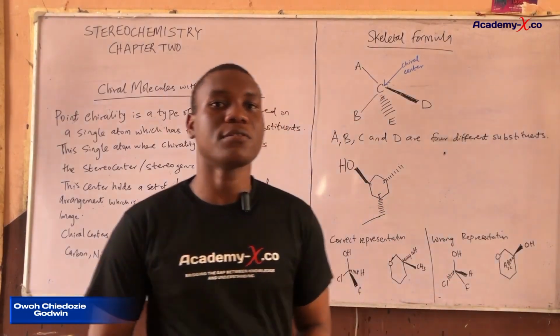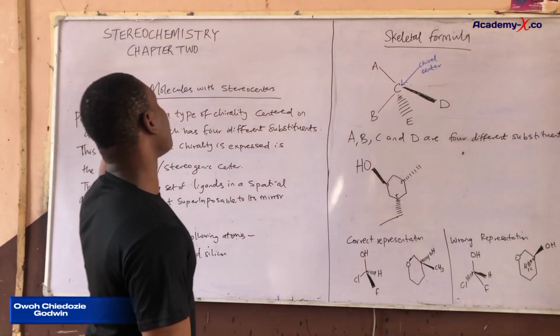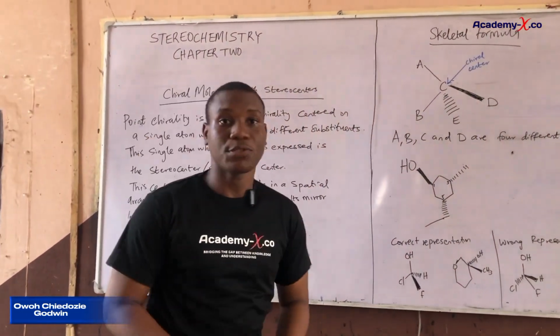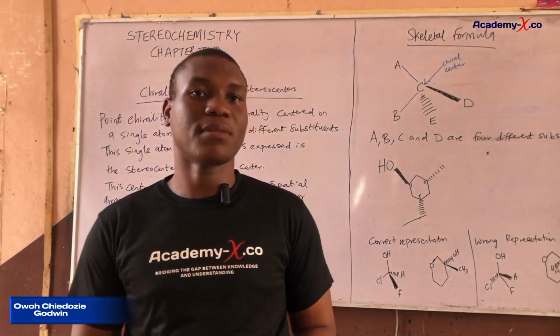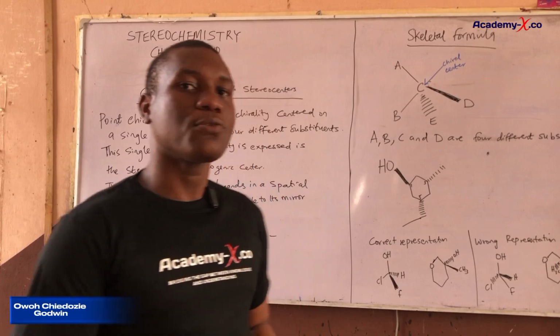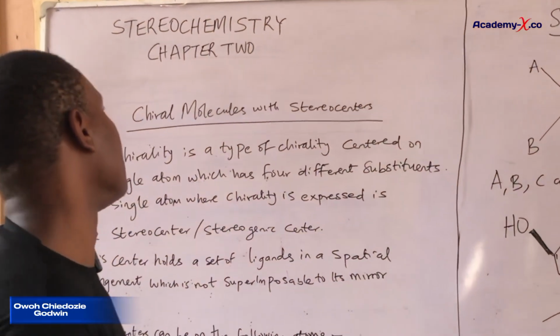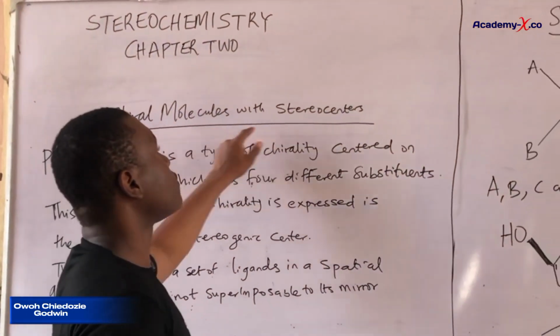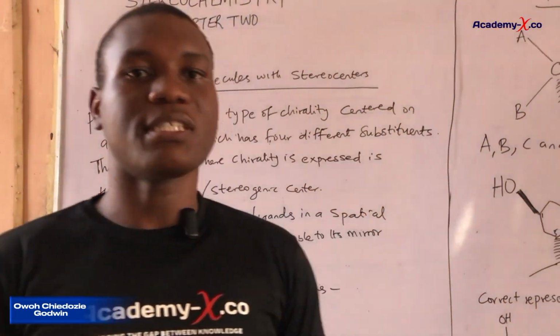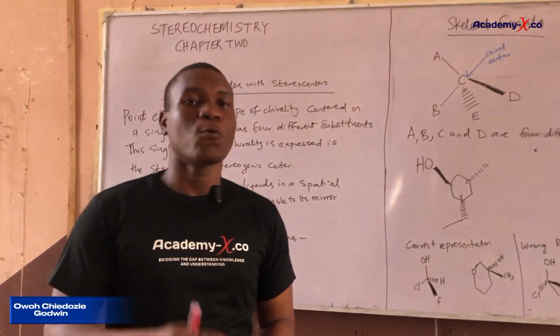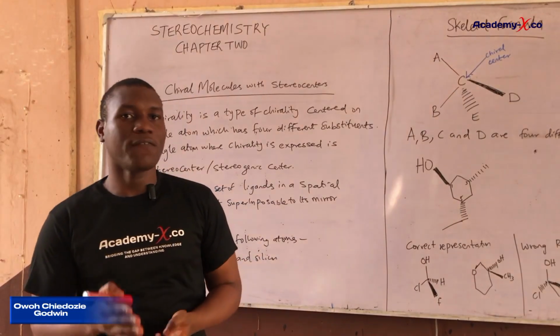So today we are going to be looking at Stereochemistry, chapter 2. I'm going to be continuing from where we have done in chapter 1. For chapter 2, the first thing we are going to look at is chiral molecules with stereocenters. Now, we have two types of chirality.